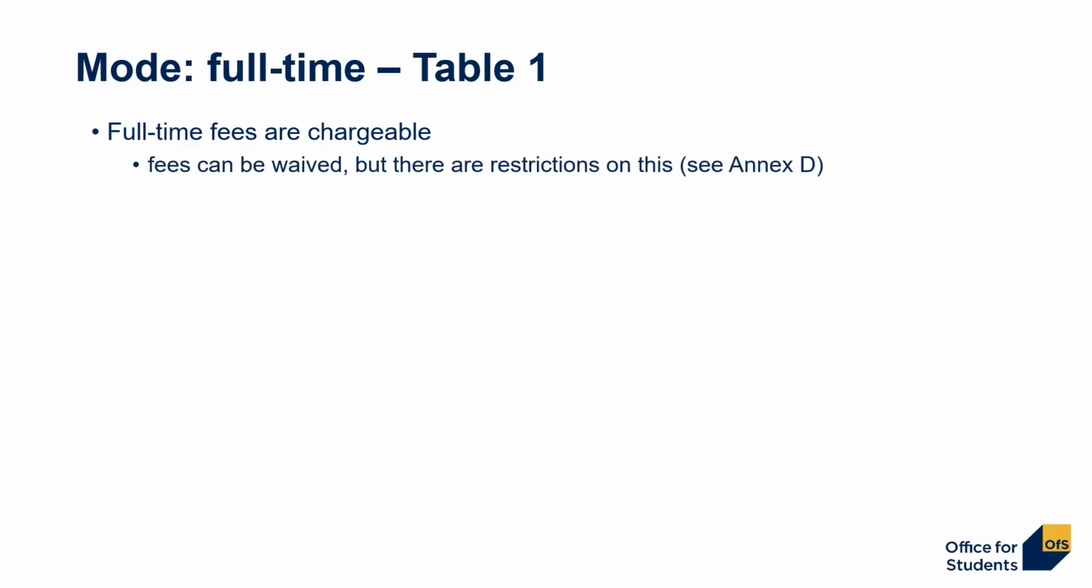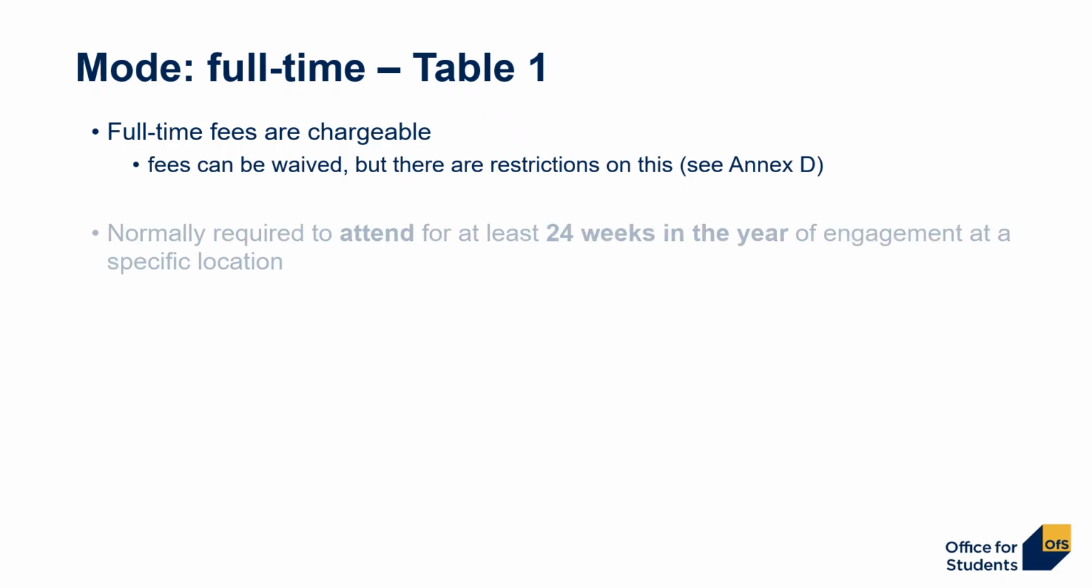Table 1 records full-time student activity, so let's look at the criteria for this mode. First, full-time fees are chargeable. Fees can be waived, but there are restrictions, and these are given in Annex D. Next, students are normally required to attend for at least 24 weeks in the year of engagement.